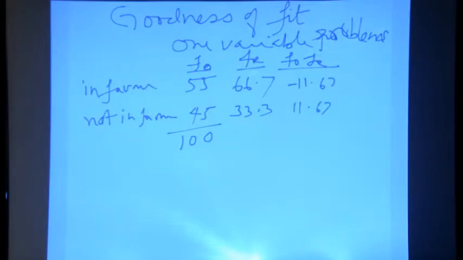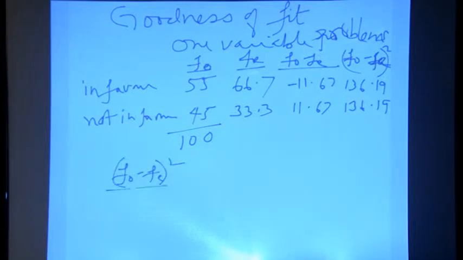So, next is the square. So, we have FO minus FE, and we square that. So, the square of this one gives, I have done that here, 136.19, and the same number here, 136.19. Okay. Now, that is not all. Now, we have to divide this by FE. So, next is FO minus FE, squared, divided by FE.